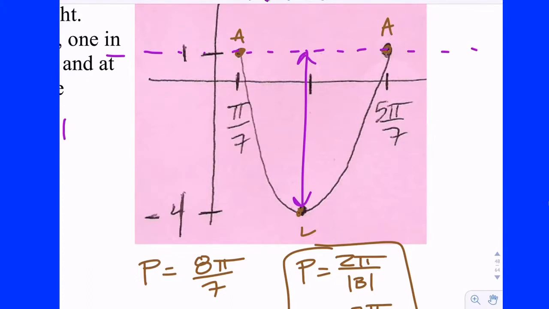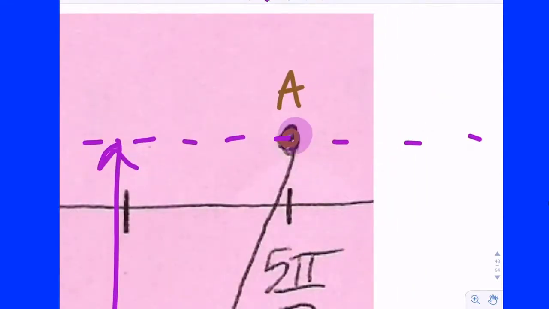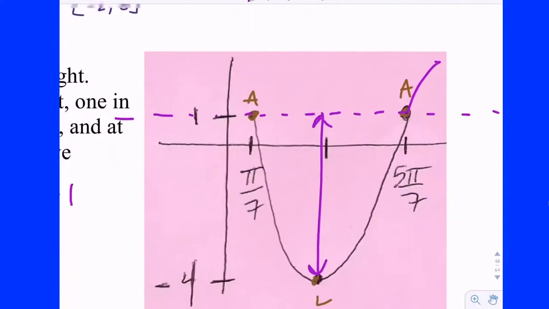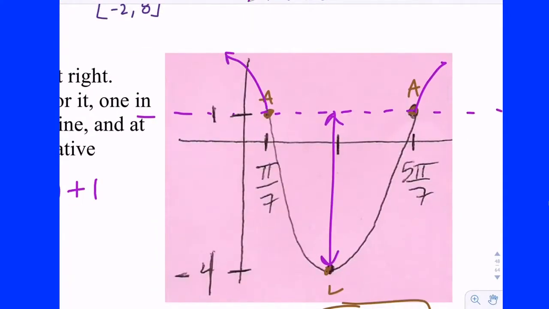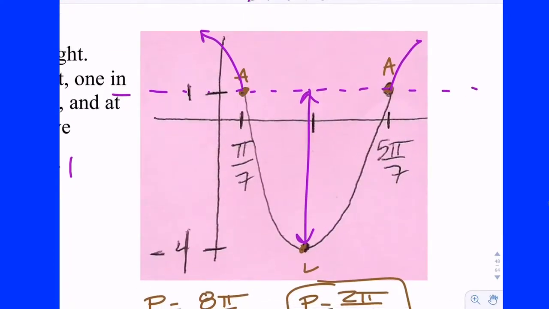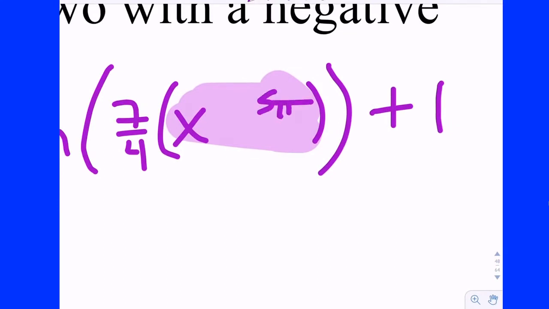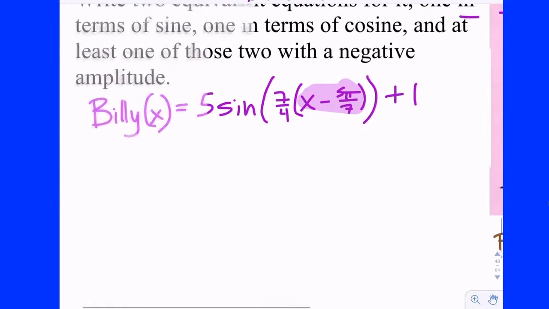If you were to extend it out here, this would be going up, and this would be going up, going that way. So if you go over to 5 pi sevenths, you're actually on the axis heading up, aren't you? If I shift it over from the y-axis to the right to 5 pi sevenths, that should work. Is that going to be a minus or plus 5 pi sevenths here? Minus. Good. There's a positive sign.